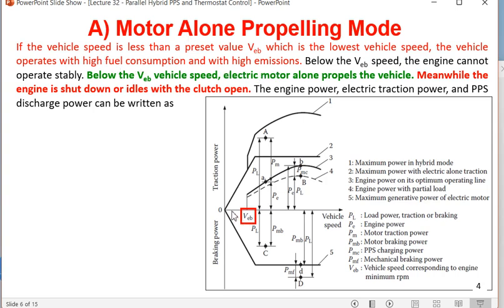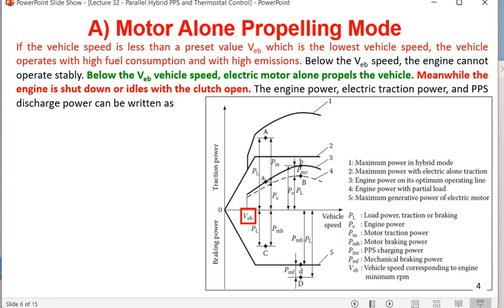So even at 5 km per hour or 10 km per hour, you could start the engine. But in that case, the engine will consume very heavy fuel and give very high emission, which will create a huge amount of pollution. It will also be operating with very low efficiency. A lot of unburned fuel will be exhausted into the air. So below this VEB of 20 km per hour, we are not using the engine to start the vehicle.